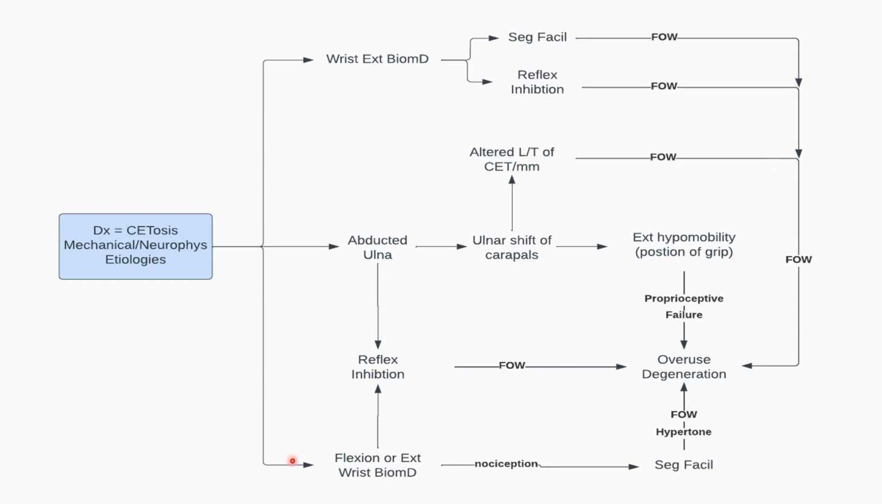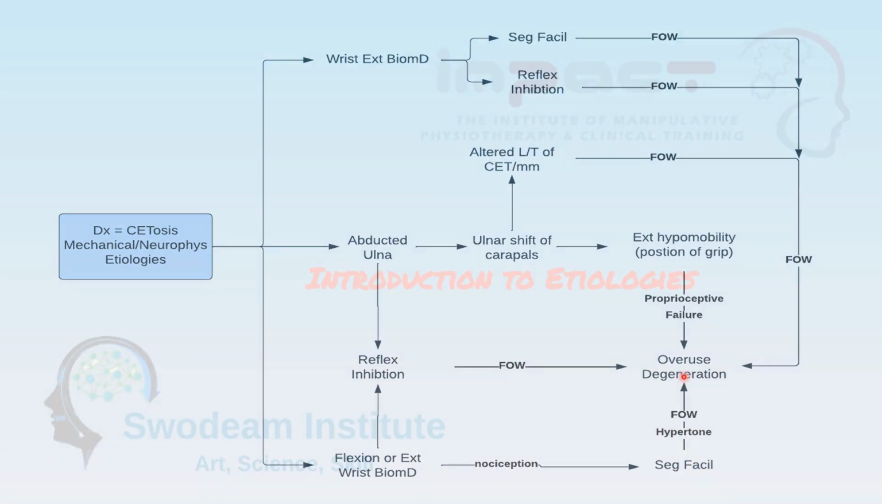But a flexion hypomobility can do the same thing, but this time via nociception and reflex inhibition coming up this way, both of them causing force output problems and overuse.